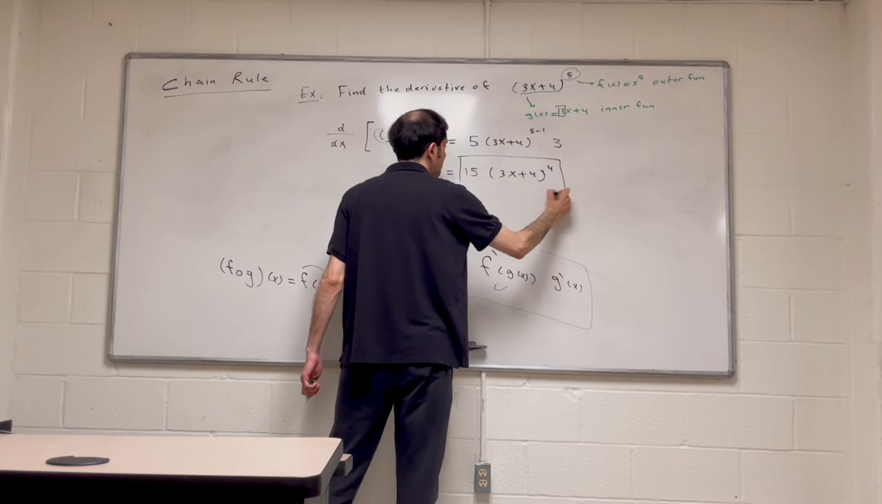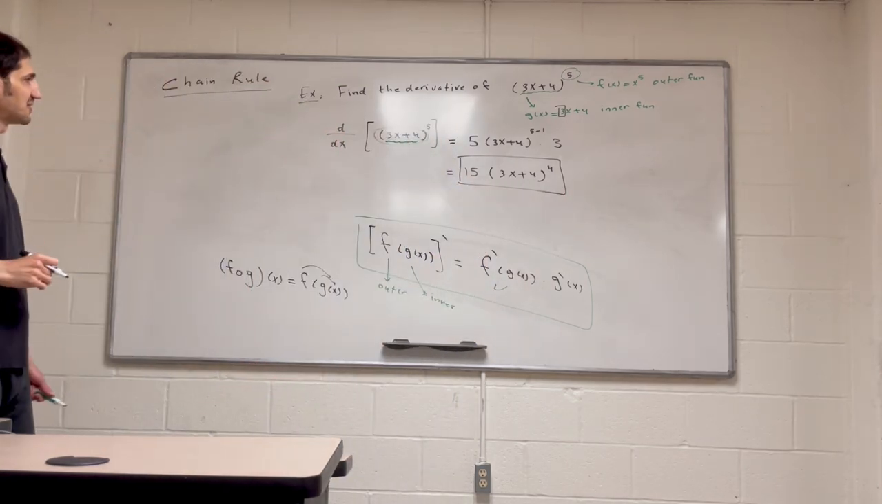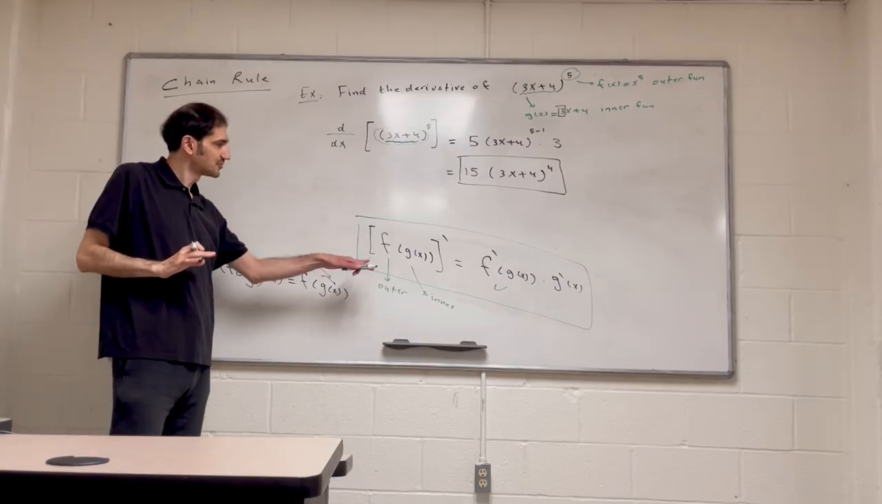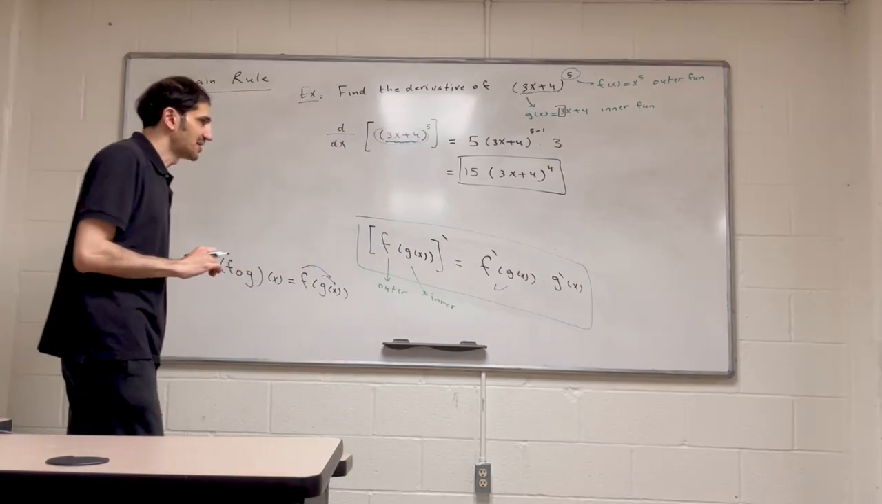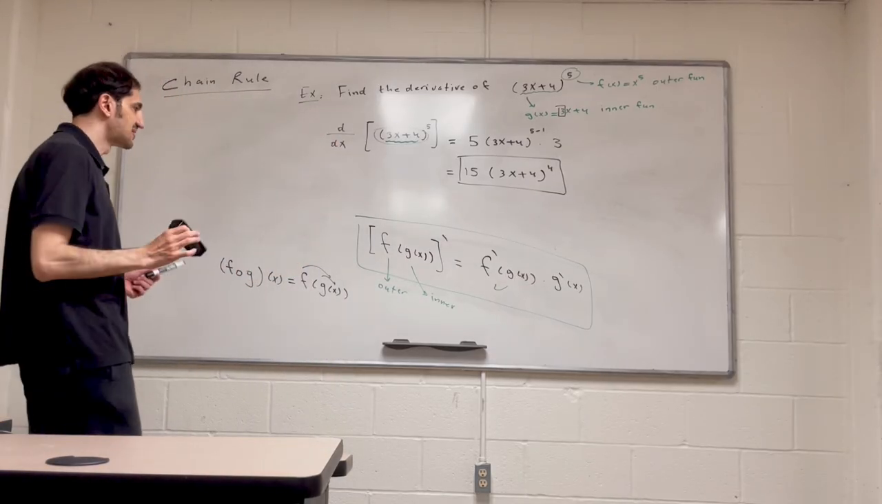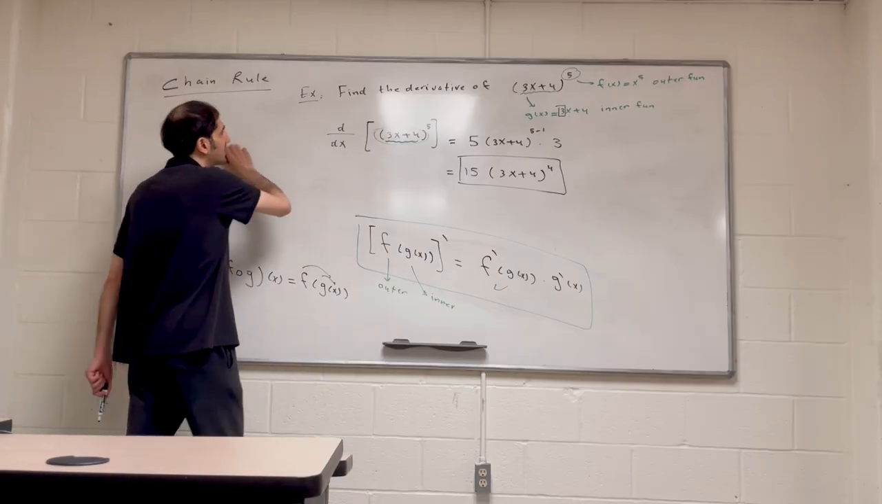Let's put it in a box so it won't run away, and that would be my final answer. So this is a direct example of chain rule. And as you can see, it's so easy to apply it if you know what the outer function is and what the inner function is. Sometimes for some students it will be a little confusing to determine what is the inner function and what is the outer function. So let me give you more examples here.